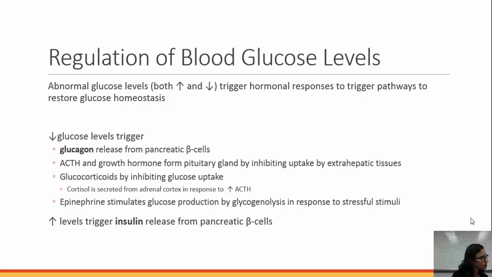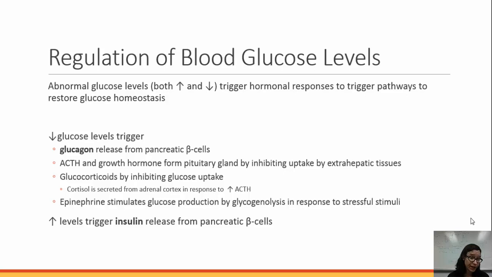The ACTH, adrenocorticotropic hormone, can also be released in response to stress, and that inhibits uptake of glucose in the extrahepatic tissues. So it's basically trying to keep the glucose that's in the blood still there to prevent further hypoglycemia. Glucocorticoids are released again in response to stress, and these also inhibit glucose uptake. So again, trying to keep the levels as high as it can. And epinephrine, another stress hormone, stimulates gluconeogenesis and glycogenolysis.